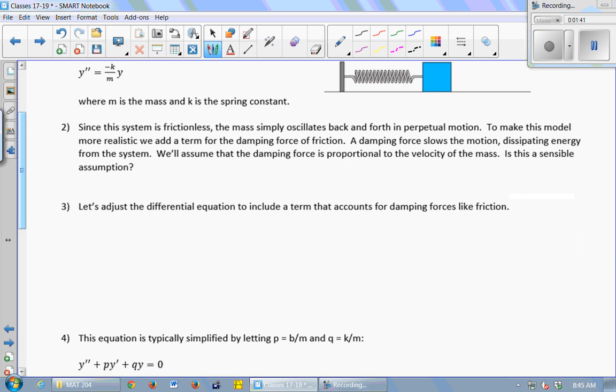But a damping force will slow the motion, right? To make the model more realistic, we can add a term that accounts for something that would slow the motion: friction, air resistance, something that dissipates energy from the system. We're going to assume that the damping force is proportional to the velocity of the mass. Does that seem like a reasonable assumption? The faster it's moving, the more friction will be created. Or with a falling body through the air, the faster it's falling, the more air resistance there is. Right, so I think it's reasonable.